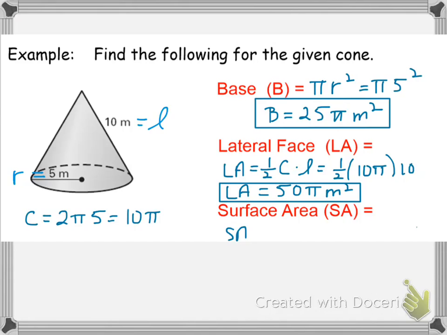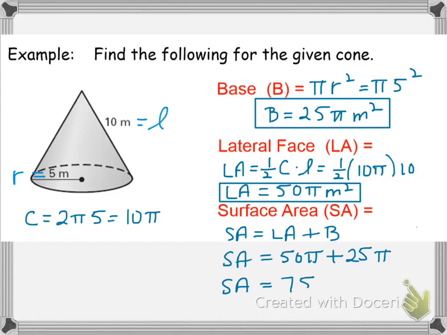Again, once you have those two pieces, it's just a matter of putting them together for your surface area. So your surface area is your lateral area plus one of your bases. So you have 50 pi plus your 25 pi to give you a grand total of 75 pi meters squared.